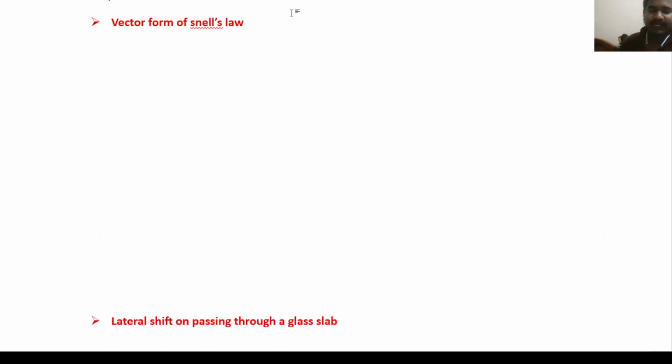Next concept, vector form of Snell's law. See, here this is your surface which is separating two media. This is medium 1, and the refractive index of medium 2 is n2. Light rays will be incident from medium 1 to medium 2, like this. At the point of contact, you make a normal. Now the light ray will be refracted like this.